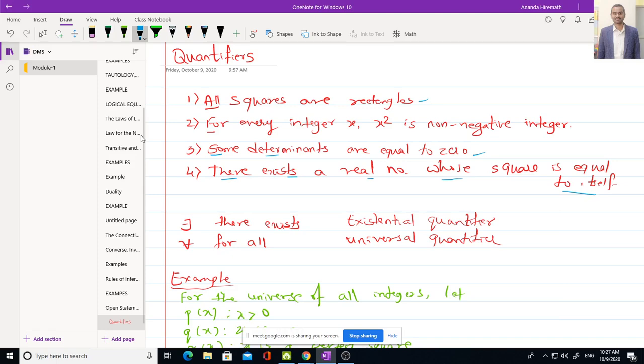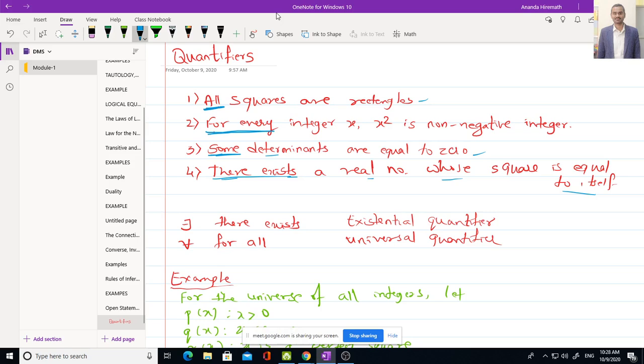Okay, I hope everybody is listening. Now in these 4 statements, we find some words such as all. So in this statement, this all is important. I'll tell you why. Now in the next statement, if you consider this for every, this is important. Now some, okay. Now there exists. Now these words will define the statement.